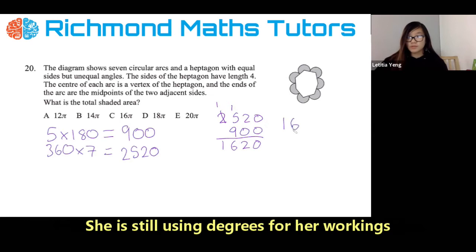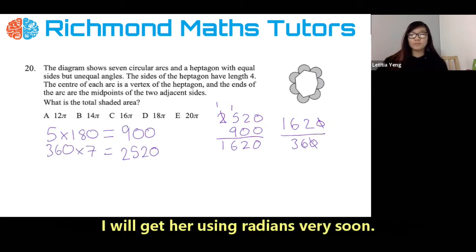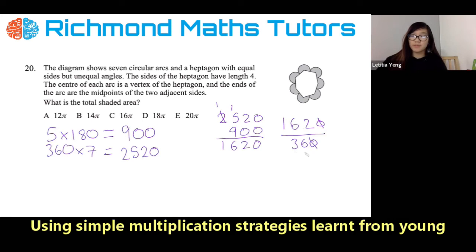So 1620 over 360. And then we can cancel out the zeros. And from there, well, we know that 5 times 36 is 180. And then if you subtract 36 from that, you get 144. So 162 is in the middle, because 180 minus 18 is equal to 162. Therefore that means that 162 over 36 is 5.5.